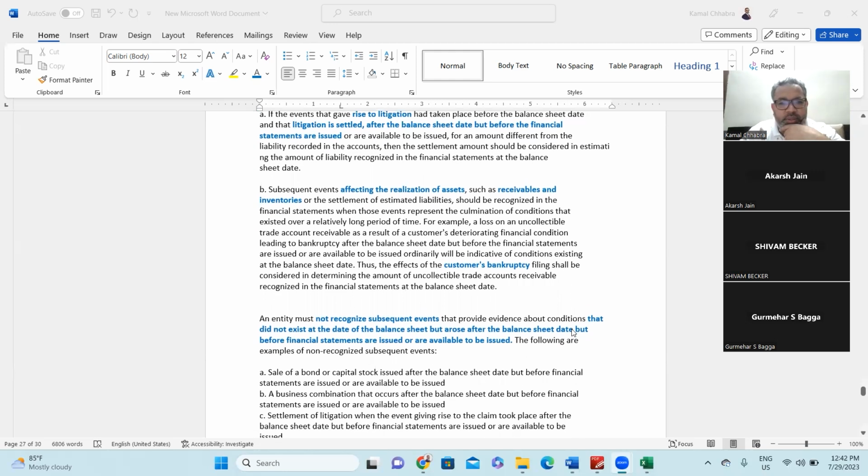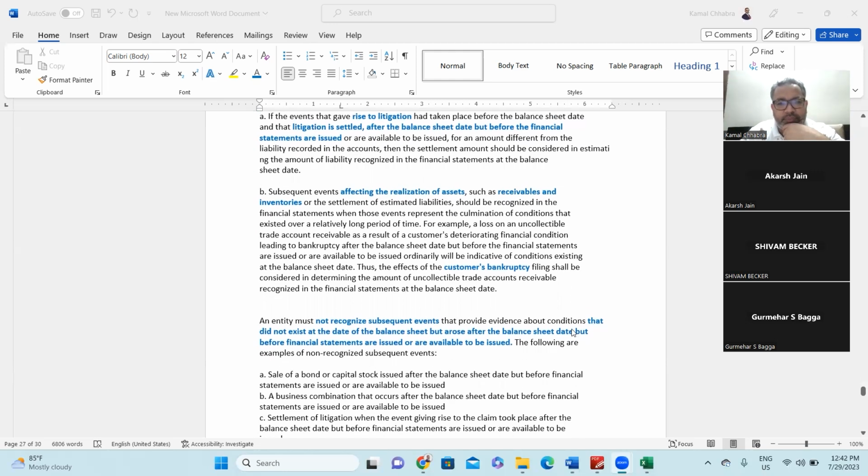So, subsequent event, sorry. Yeah, you are saying something, Gurmeher? Okay, so litigation is settled after the balance sheet date, but before the financial statements are issued, or are available to be issued, for an amount different from the liability recorded in the accounts. Then the settlement amount should be considered as an estimate of the amount of liability recognized in the financial statement, right?